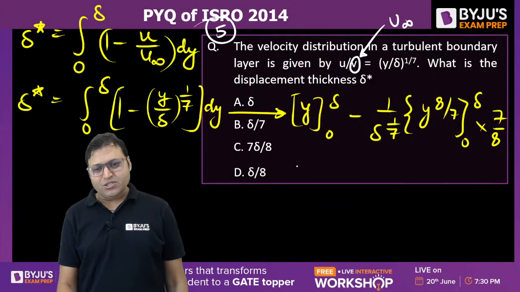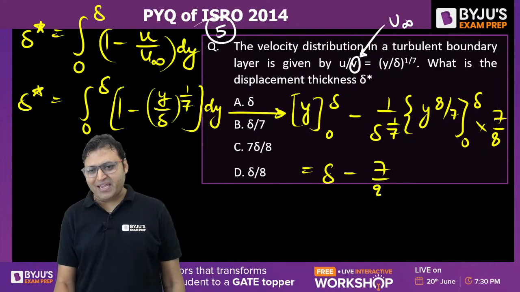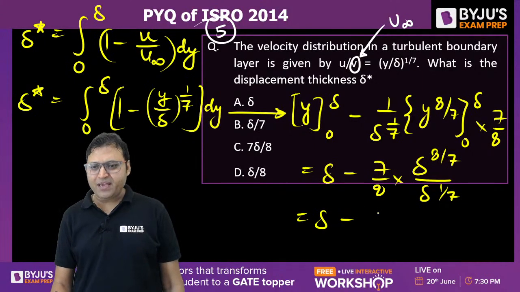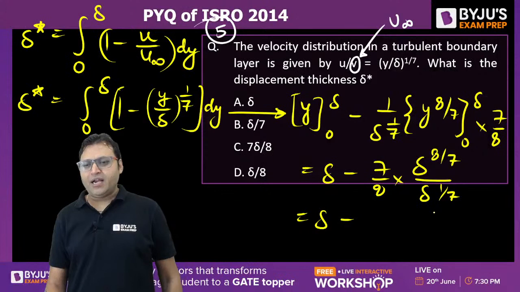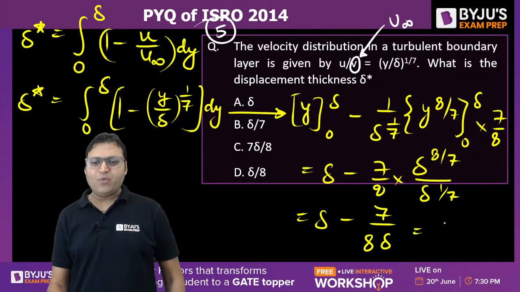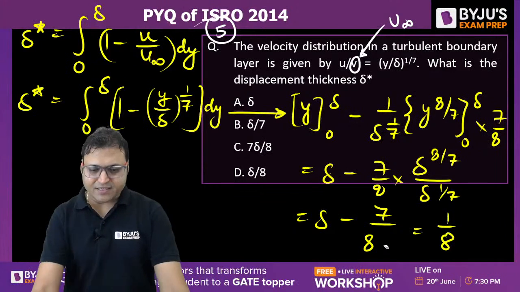Do you get it? So expression will be delta minus 7 by 8 into delta to the power 8 by 7 upon delta to the power 1 by 7. So delta minus, how much is that? 8 by 7 minus 1 by 7, 7 by 7. So it will be 7 by 8 delta. 1 minus 7 by 8 delta, that is 1 by 8 delta. Delta will be in the numerator actually. What is the answer?